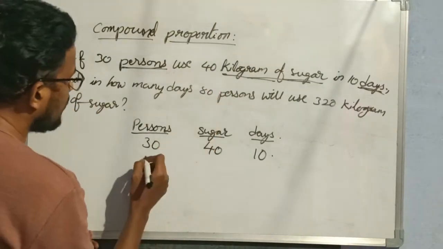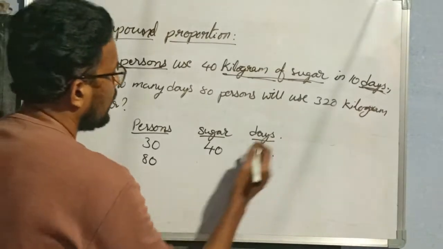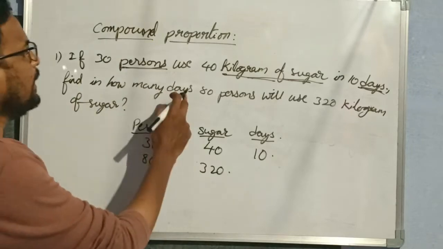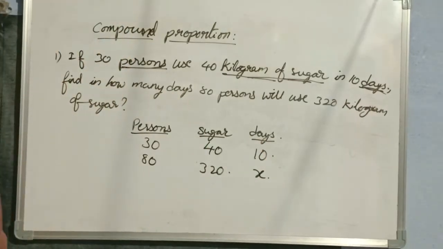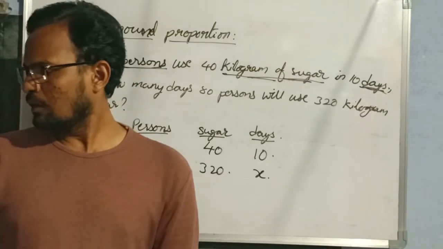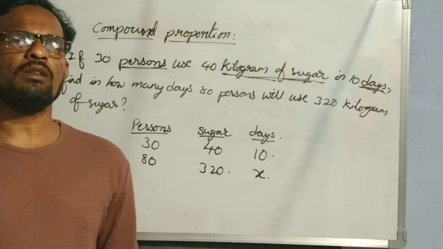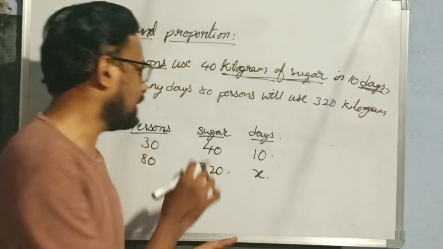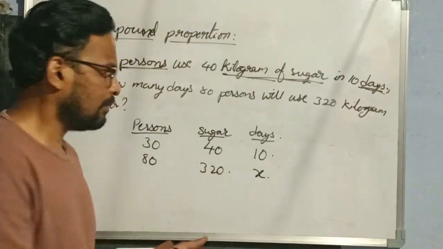So here how many persons now? 80 persons. How many kilograms of sugar? 320 kilograms of sugar. In how many days? So days we don't know, that's why we have to take that as x. Okay. Now we have to compare. Compare always unknown quantity only with the known quantities. So now let us compare persons and days.